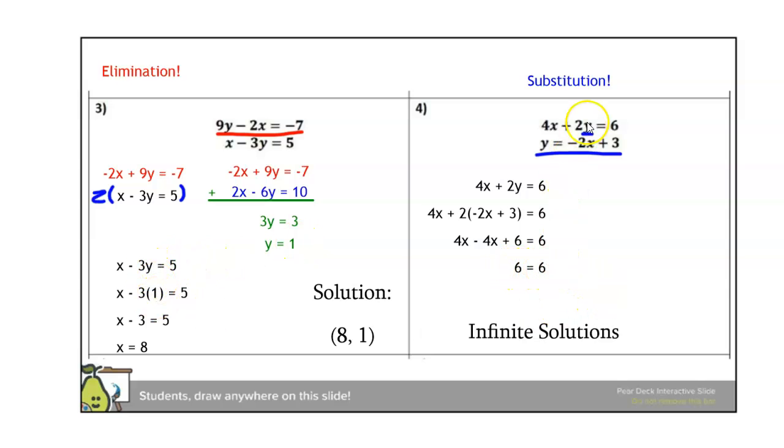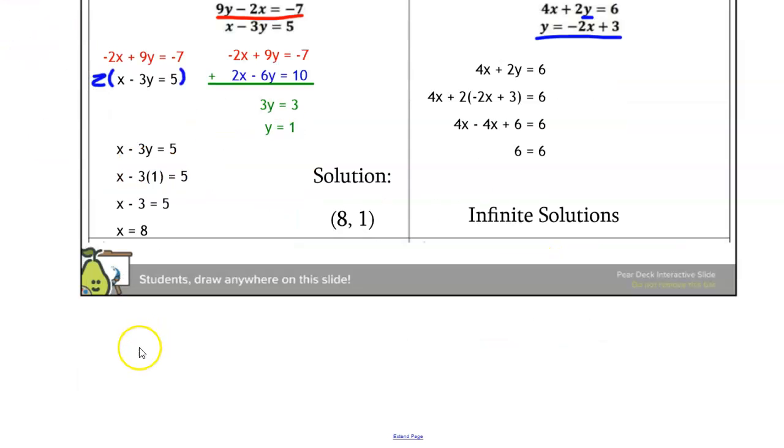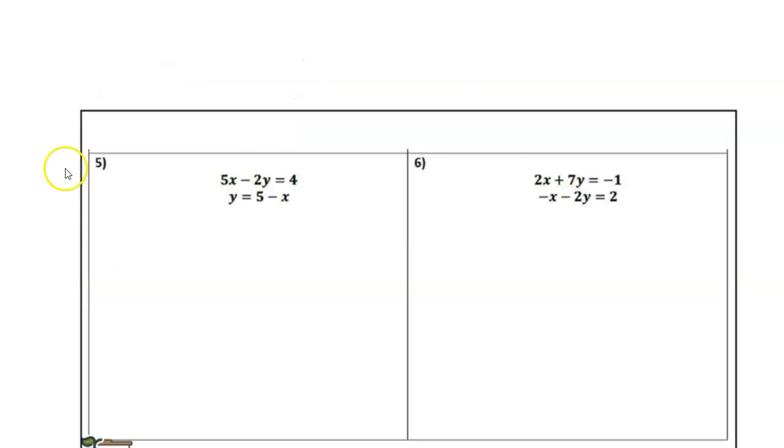This is 6 equals 6. That doesn't mean y is 6. That doesn't mean x is equal to 6. It just means that all of the values are always going to work. In other words, infinite solutions. All right, moving on to the next slide here.